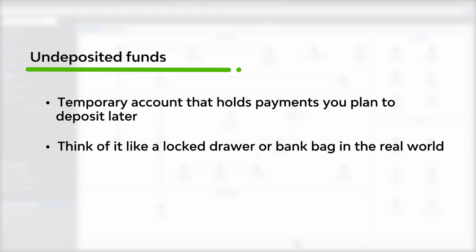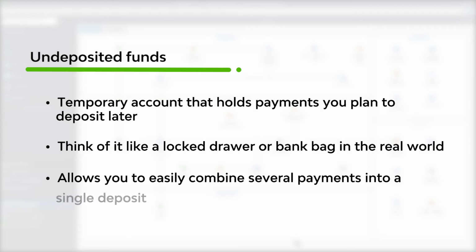Later on, when you receive a payment from a different customer, you put that payment in the same drawer or bank bag. At the end of the day, you take the payments out of the drawer or bank bag and deposit them together as a single deposit at the bank. Undeposited funds helps you do this.